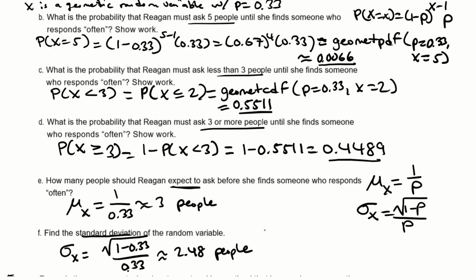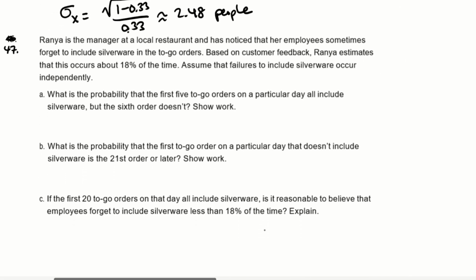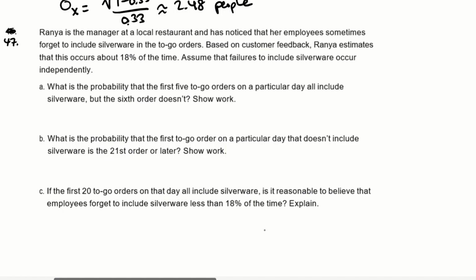All right, wrapping this up here. So last one, 47. Renaya is the manager at a local restaurant and has noticed that her employees sometimes forget to include silverware in the to-go orders. Based on the customer feedback, Renaya estimates that this occurs about 18% of the time where they forget. Okay, assuming it occurs independently. So that's the F in FIBS, okay? So F, independent, binary, success, 18%. What's the probability that the first 5 all include silverware, but the 6th order does not? So that means that this is a geometric. So we have X equal to 6 because the 6th order does not, right?